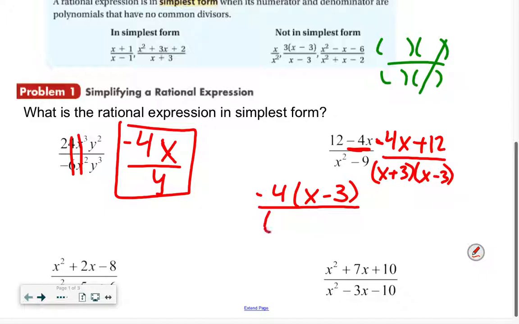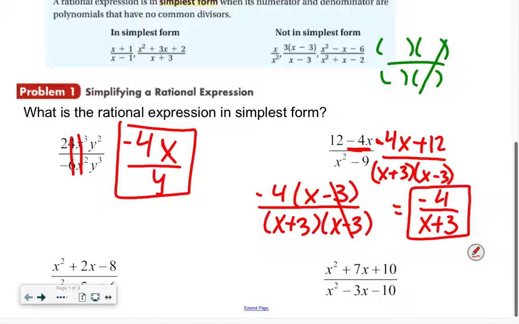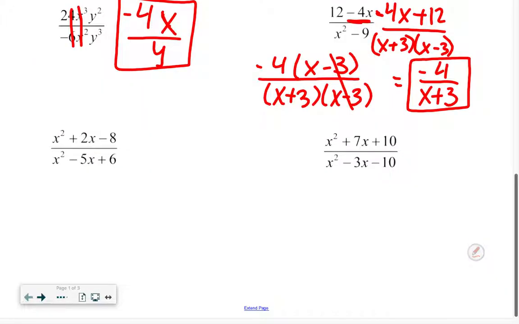Okay, and I still have my bottom, x plus 3, x minus 3. What happens? The minus 3's cancel. So all I'm left with is negative 4 over x plus 3. Questions there? You'll see this flipped thing try to trick you a lot.